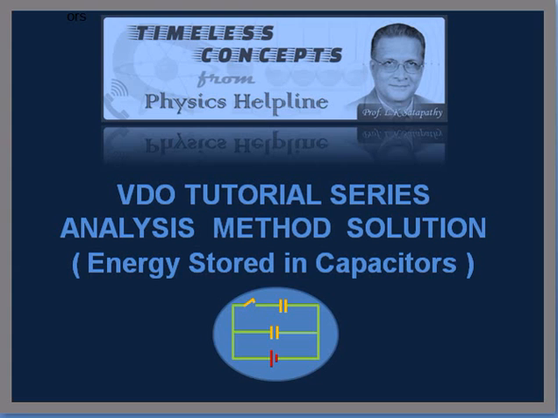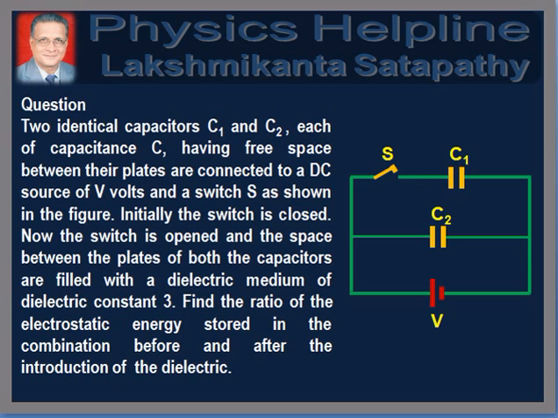The question is as follows. Two identical capacitors C1 and C2, each of capacitance C, having free space between their plates, are connected to a DC source of V volts and a switch S as shown in the figure. Initially, the switch is closed. Now, the switch is opened and the space between the plates of both the capacitors are filled with a dielectric medium of dielectric constant 3. Find the ratio of the electrostatic energy stored in the combination before and after the introduction of the dielectric.